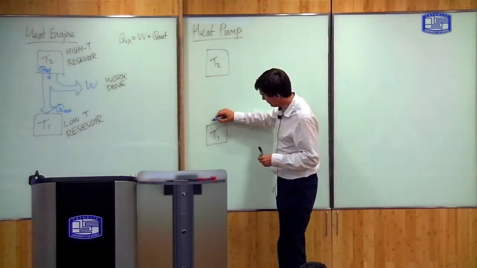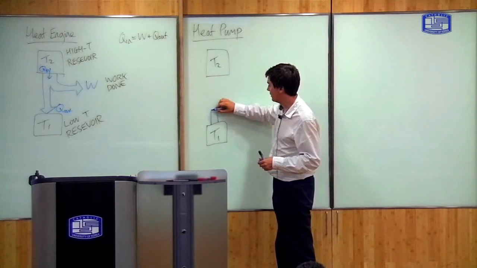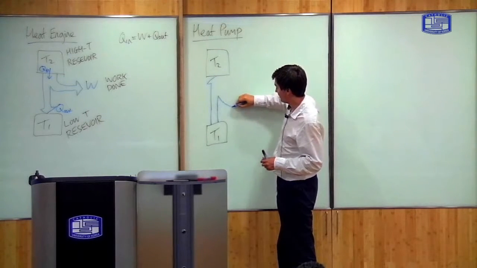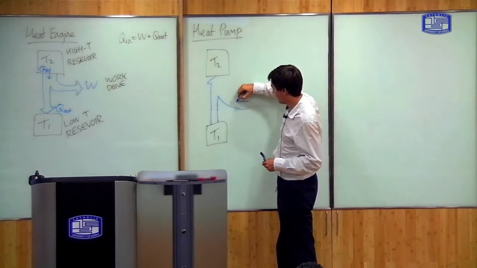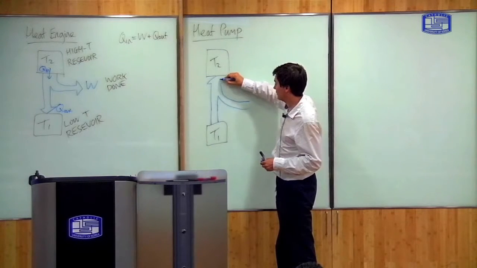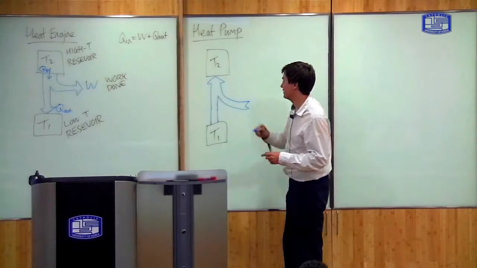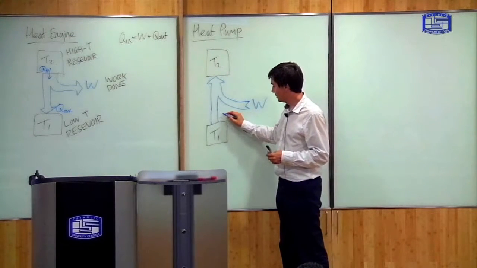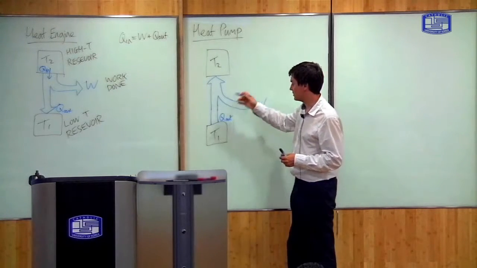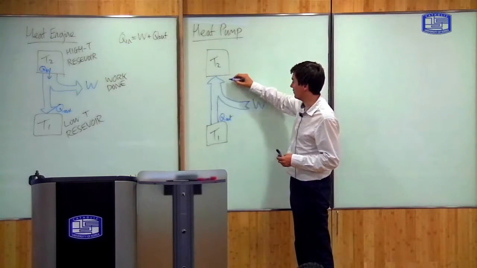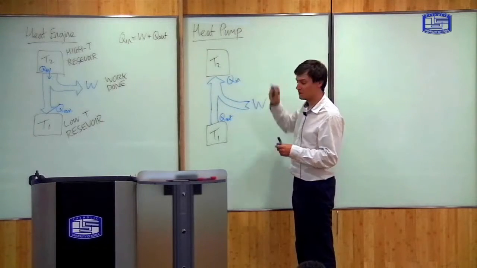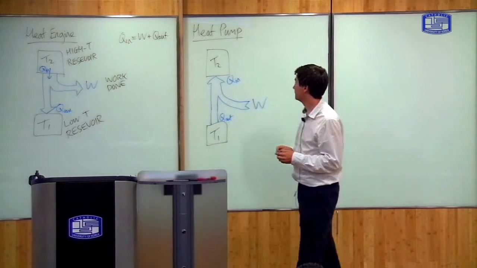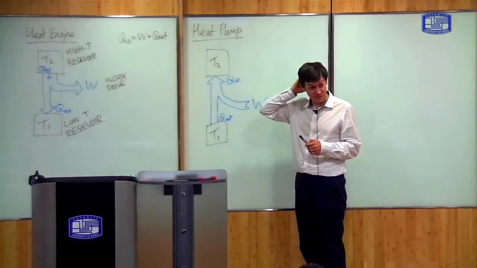But the cycle is reversed, so we take heat out of the low temperature reservoir and transfer it to the high temperature reservoir. But in order to do this, we have to spend a certain amount of energy. We have to do work. So the work now goes in rather than out. Okay? So we do an amount of work W, and a certain amount of heat is taken out of the low temperature reservoir, and a certain amount of heat goes into the high temperature reservoir. Okay. So it's the same cycle, but just reversed.